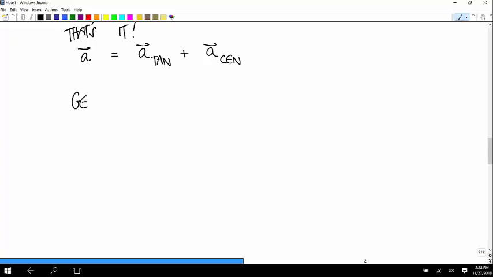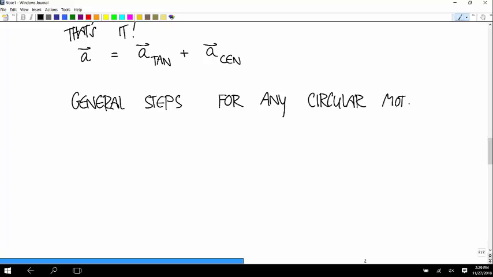Okay, so I'm going to give you a general set of steps that work for all except one specific type of circular motion. I mean, it would still work for that, but there's a faster way to do it. So this is the general set of steps for any circular motion problem, besides tetherball type problems.